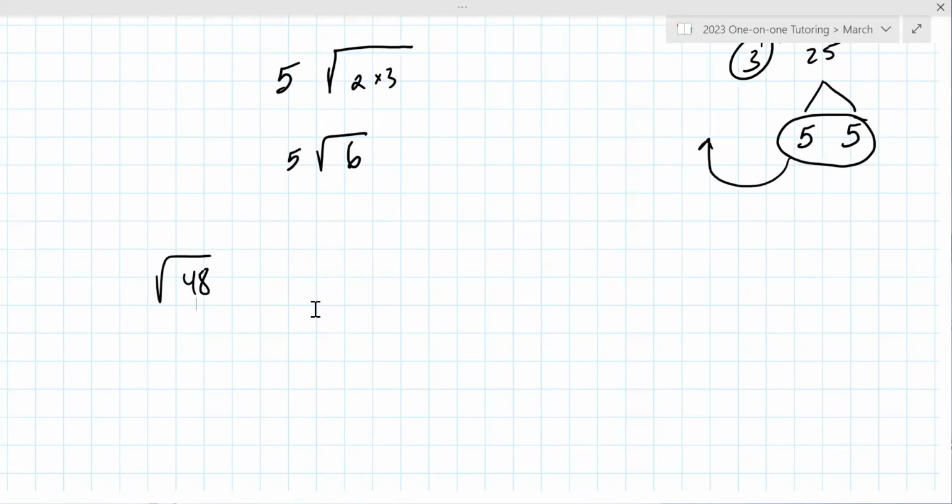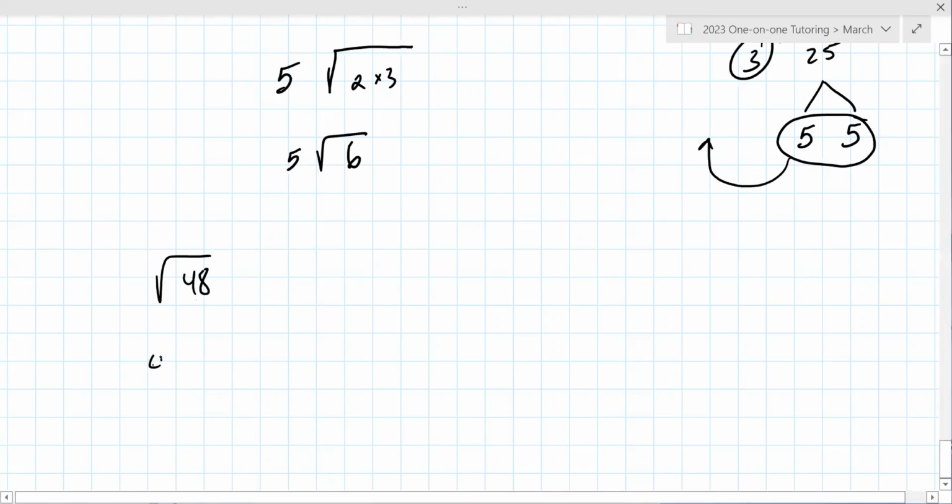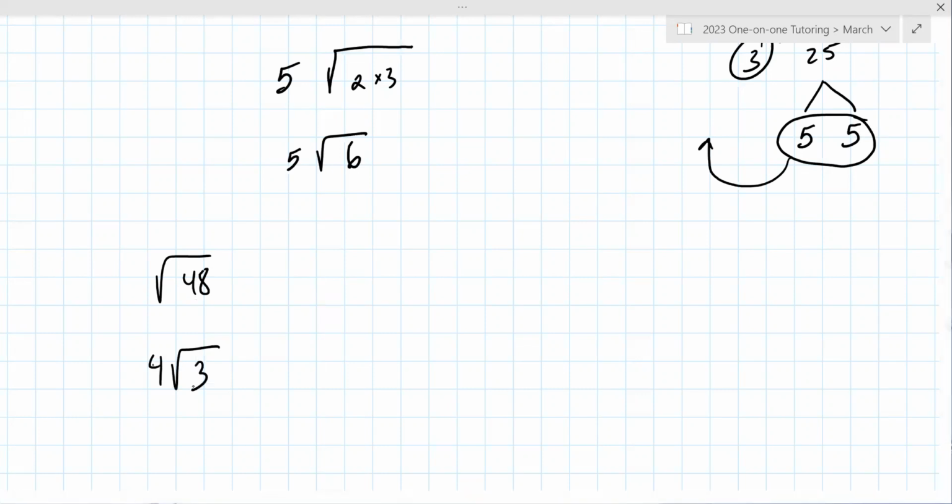I don't think this is right, but 4 times the square root of 3. It is correct. Got to get you to have more confidence.